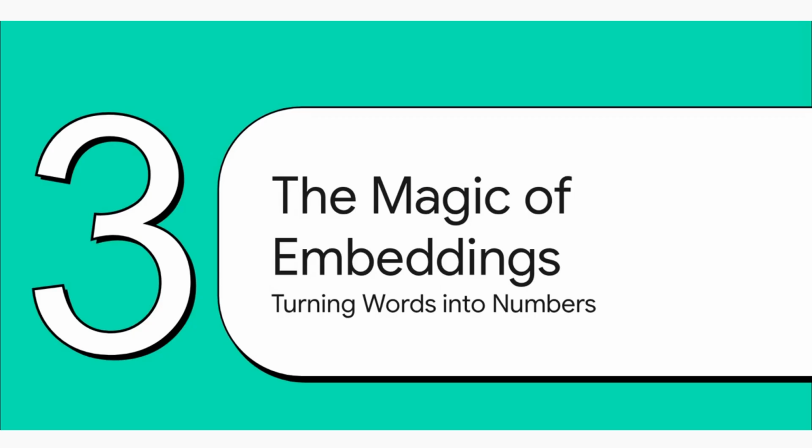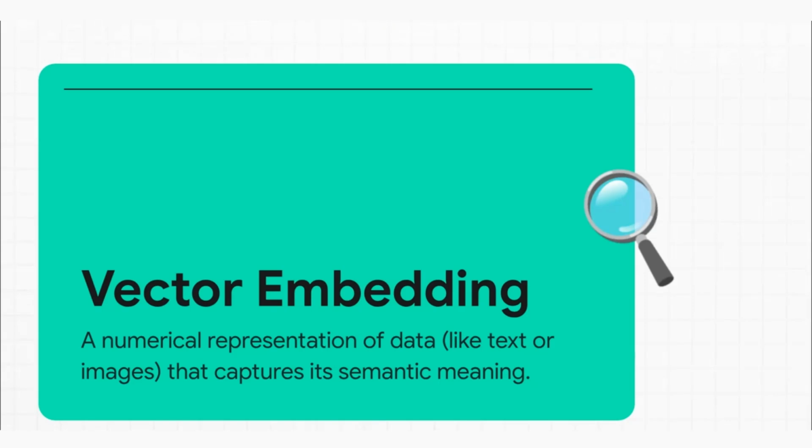So how in the world do you get a computer to understand meaning? The secret sauce is a piece of machine learning magic called embeddings. This is the key that translates our messy, nuanced world of language into the clean, simple world of numbers that computers absolutely love. So what is a vector embedding? At its core, it's just a long list of numbers, but it's a very special list of numbers that acts like a mathematical fingerprint for a piece of data.